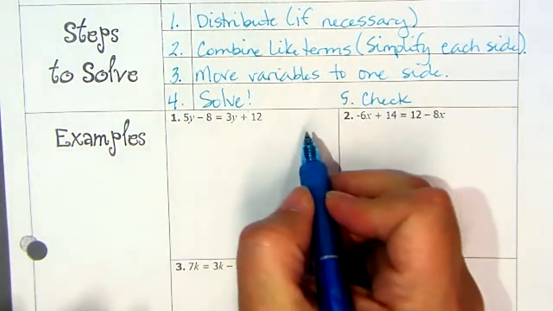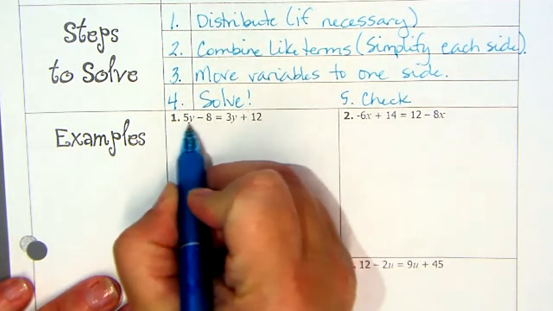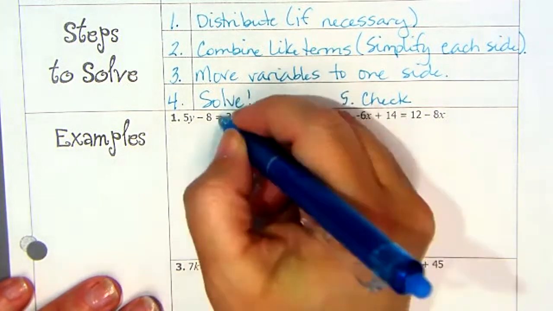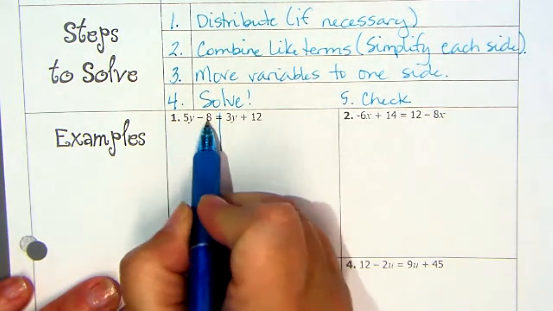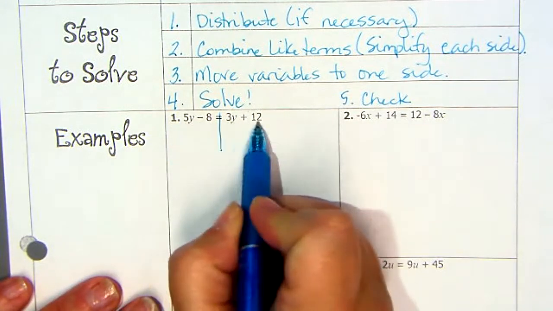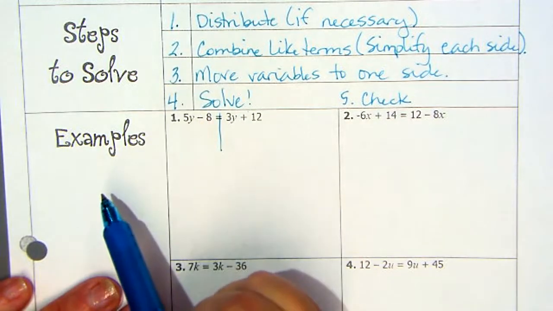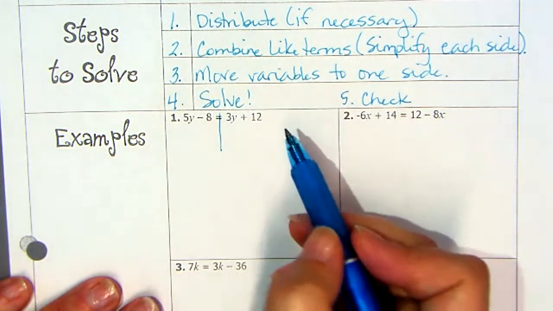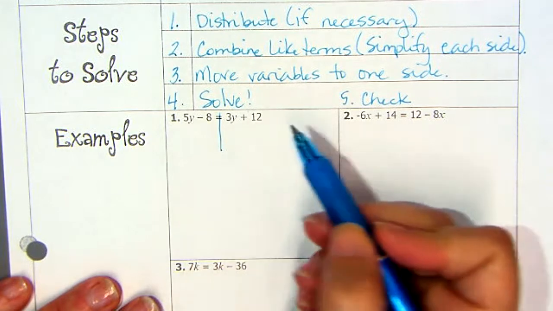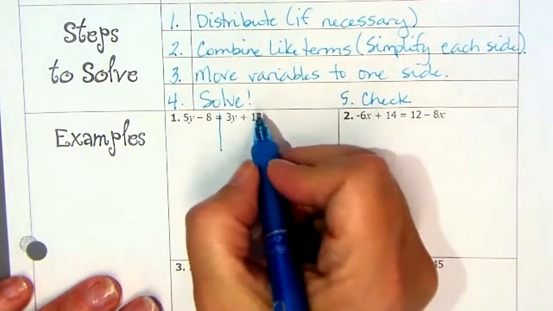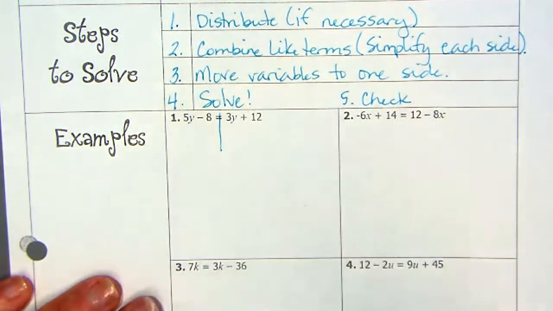Number 1. Okay, I'm looking. There's no parentheses, so I don't have to distribute. I look at each side of my equation. This side, there's nothing to simplify. There's no combining like terms on either side. So I've already gone through step 1 and step 2. Now I'm at step 3. I'm going to decide, it doesn't matter. I like to try and keep my variables on the left or positive. It really doesn't matter. It's your choice. I will work both ways, not for this one, but eventually in our work.